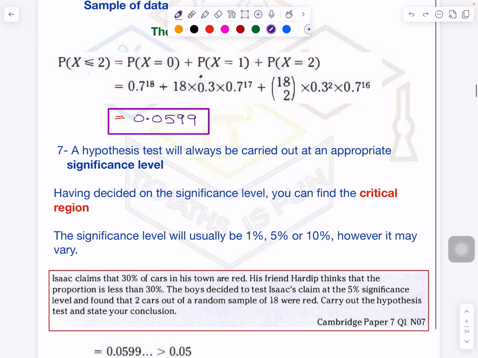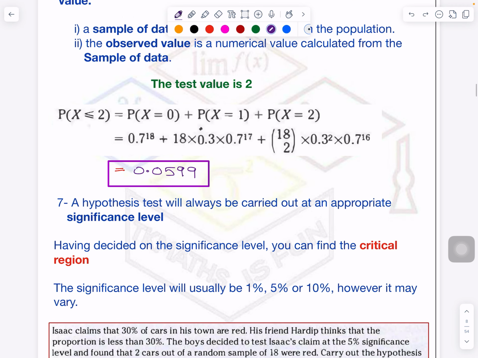So in the last video, we saw that when we calculated the probability at the test value 2, we got 5.99%, which is greater than 5%. It means the value is not falling in the critical region. So we will further study in detail. And by the way, this is selected on the basis of the alternative hypothesis. The alternative hypothesis was talking about less than. And why do we use the equal to symbol also? Because 2 cars out of 18 cars were red, right?